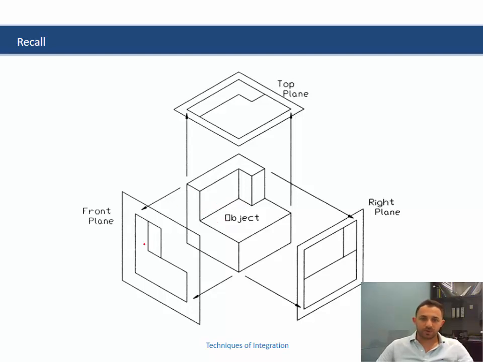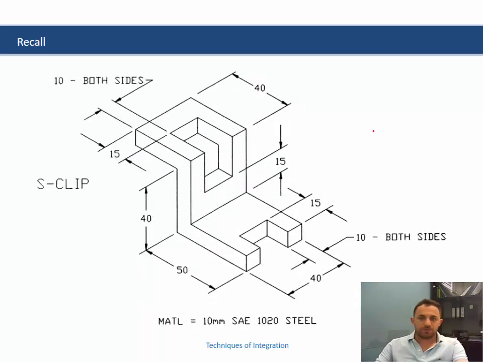If we want to draw the front view, we project each edge or vertices of the object into a plane that is parallel to it. Great. Similarly, this can be done to the top view. We can project each of those edges to the top view. Now, let's practice this exercise.